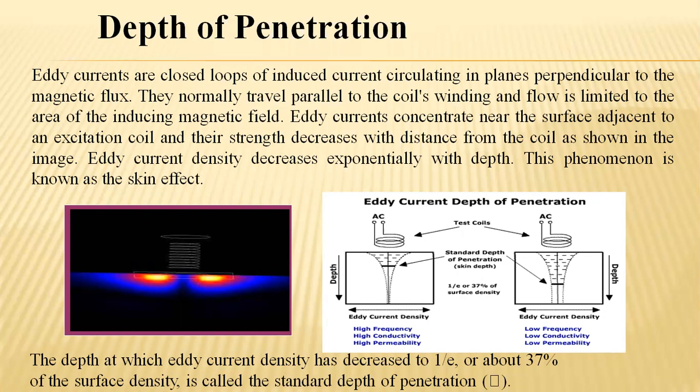Basically, eddy currents are closed loops in which the current is induced and circulating in the planes perpendicular to its magnetic field, obviously in the direction perpendicular to where the field is generated, as the diagram clearly specifies.